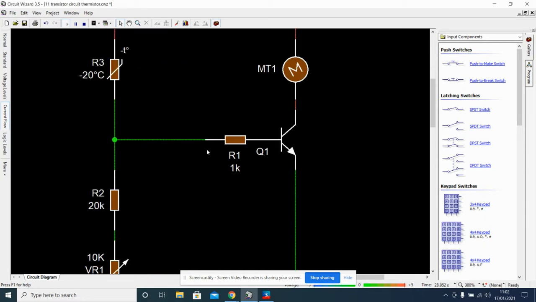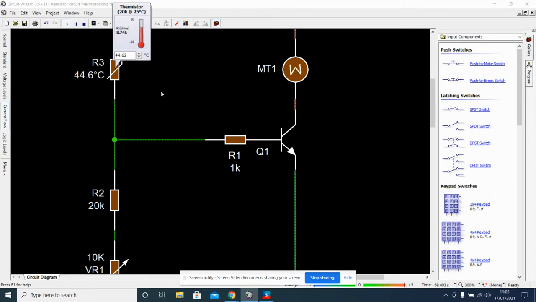Let's have a look at current and voltage here. The voltage into the transistor is 558 millivolts, which is just over half of a volt going in. So that's not our 0.6 required to switch on our transistor. And the current over here is 48.67 microamps, which is very low current. So let's increase our temperature.